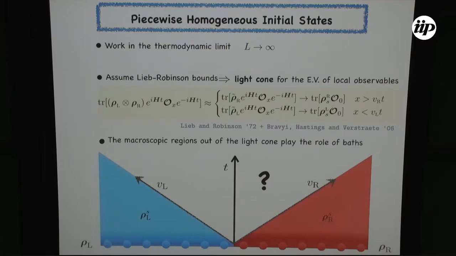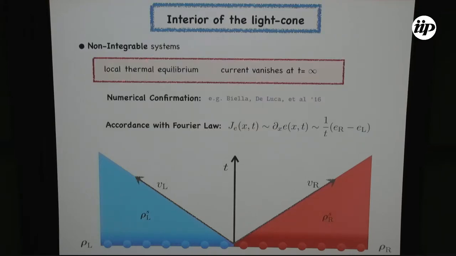And what I'm going to argue is that I expect very different behavior in this region for integrable and non-integrable spin chains, or systems in general. So if you consider a non-integrable system, then you expect that at large enough times, there will be a local thermal equilibrium inside here. And this means, for example, that there will be no currents, at least no odd currents, for example, no thermal current, no energy current. And this has been observed also numerically, for example, in this work by Biella, De Luca et al. of 2016.